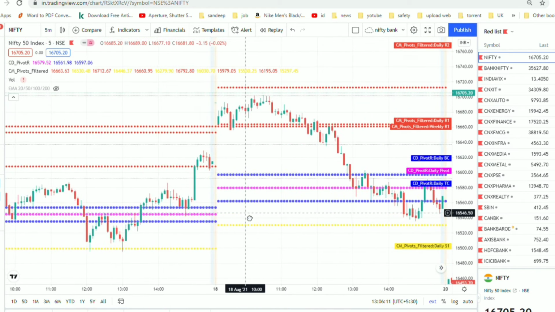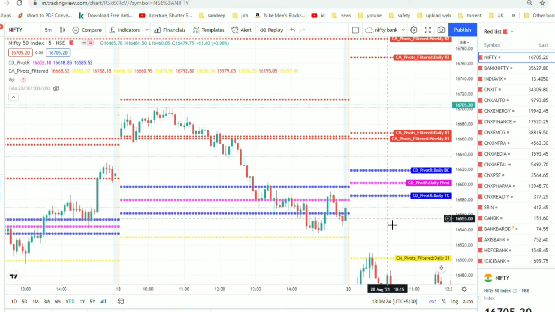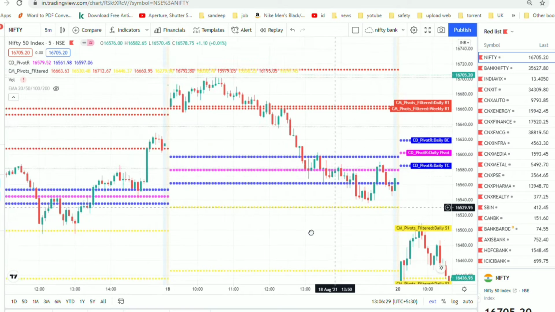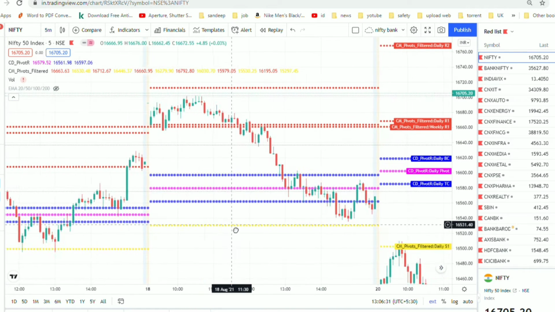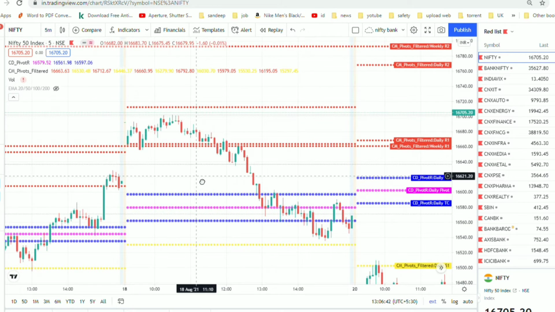If you see, this is a normal medium range CPR. In a medium range CPR, there are two possibilities: either the market will be sideways or the market will be trending. Here also it is a medium one. But we will see there is a very narrow CPR. If you get a narrow CPR in Nifty and Bank Nifty, 90% of the time the market will be trending, so there are fewer chances of sideways.